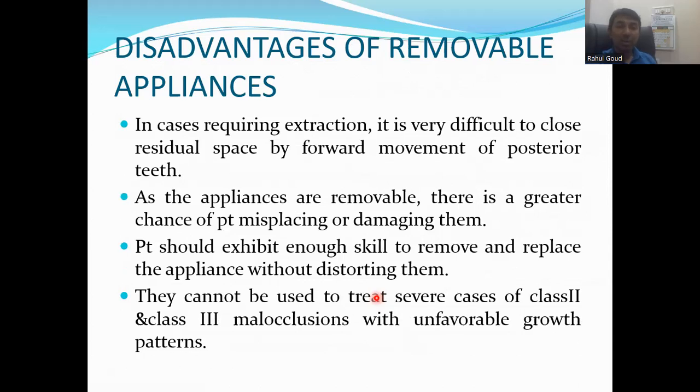As the appliances are removable, there is a greater chance of the patient misplacing or damaging them. He will be removing the appliance while eating or while sleeping and will place it aside. There may be a chance that the appliance may drop down or be damaged. And the patient should exhibit enough skill to remove and replace the appliance without distorting it.